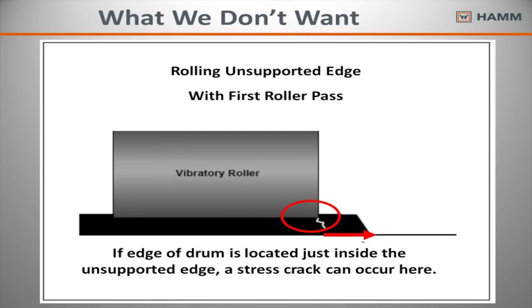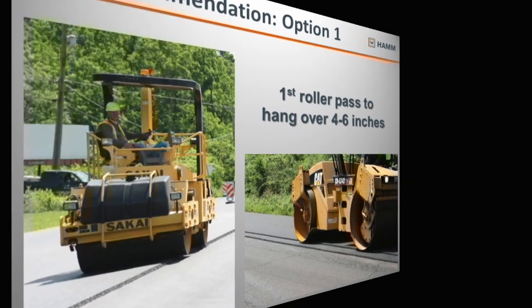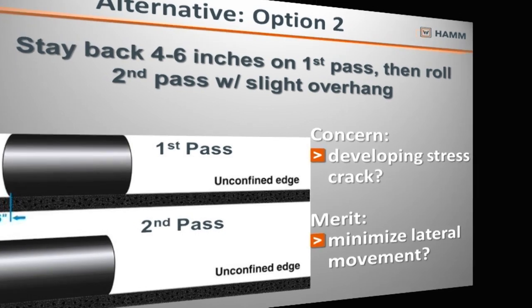Again, there's a lot of different ways we can roll unsupported edges, same with joints. We just want to make sure if the mix is capable of allowing us to do that. Hang over that 4 to 6 inches, depending on the type of joint we're trying to make as well. Make sure that if the mix holds up, best way is to offset your drums. Do it all in one pass. That way you don't have that temperature difference and you don't have to worry about it.